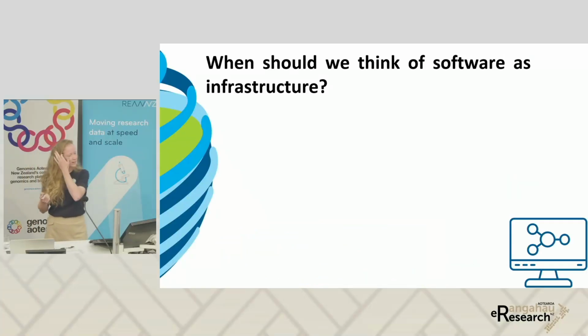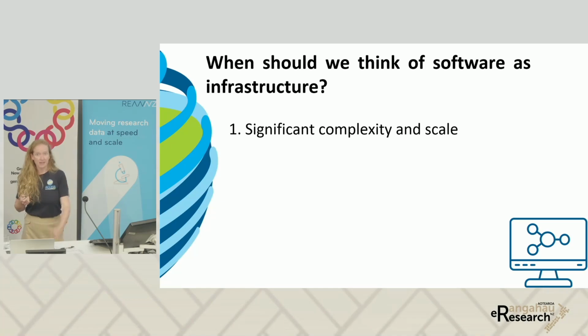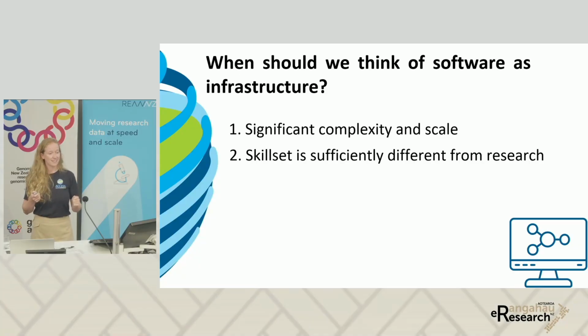So I next wanted to walk through when it makes sense, when it is helpful to think of software as infrastructure. So if it's big, if it has significant complexity and scale, which we certainly have with the climate models, if the skill set is sufficiently different from research, I think that's an important one. This has definitely become the case with our climate models, where we're finding that researchers are needing to moonlight as software engineers to be able to actually develop and build these models.